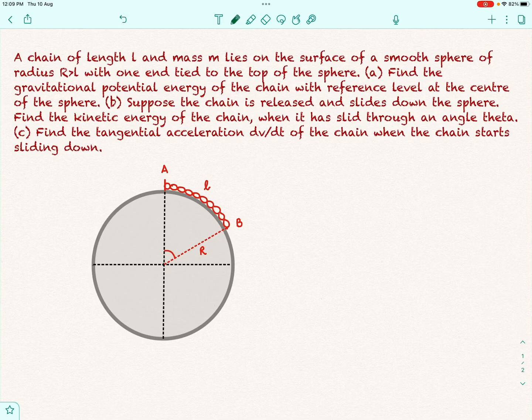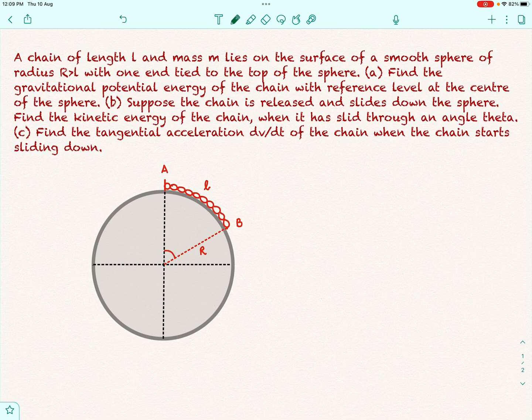So today's question is, a chain of length L and mass m lies on the surface of a smooth sphere of radius r, and it is given that r is greater than L, the length of the chain, with one end tied to the top of the sphere. Find the gravitational potential energy of the chain with the reference level at the center of the sphere. That is the first part of the question.